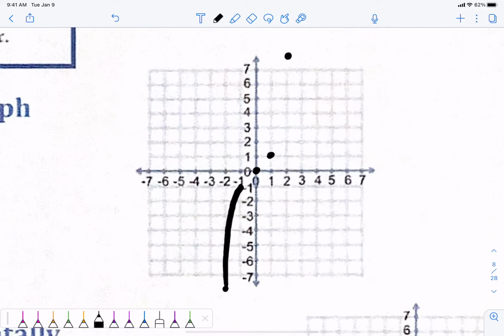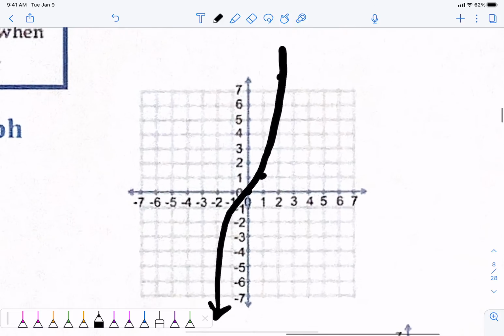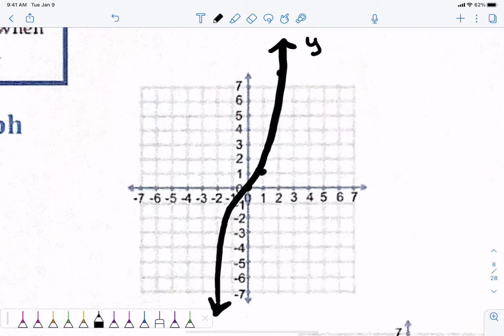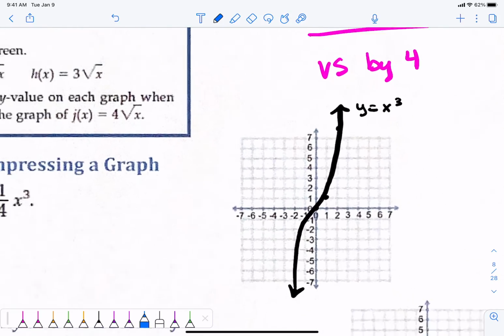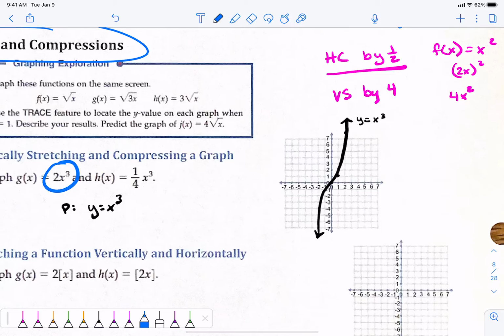I'm going to take some actual numbers rather than just graphing it willy-nilly. This is y equals x cubed. That's my parent function. I plotted some actual points. All right, moving on. Ready for that?